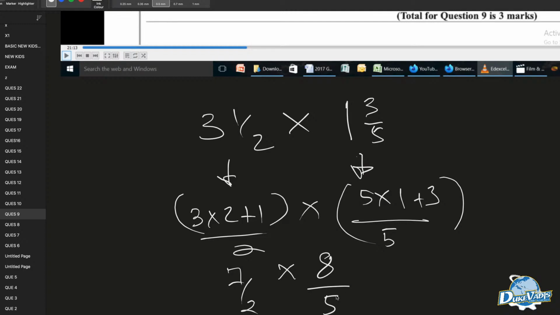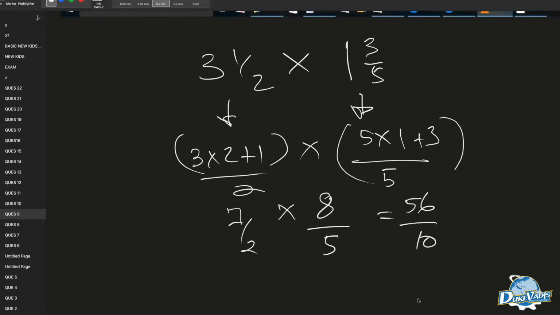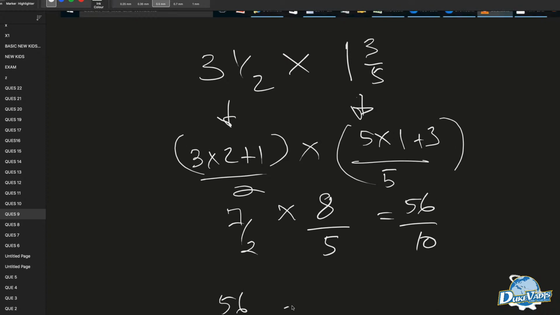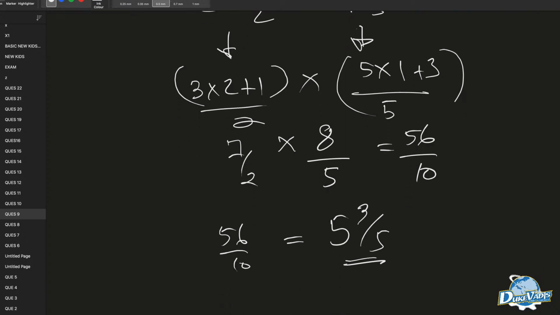So what do we get? 7 times 8 will give 56, and 2 times 5 is 10, so 56 over 10. Which we can simplify: 56 over 10 means 10 goes into 56 five times with a remainder of 6, so we have 5 and 3 over 5. And this is for another small mark. All right, let's look at question number 10.